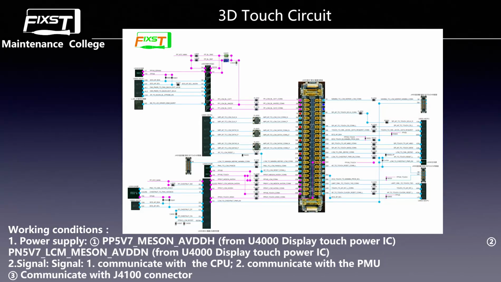Okay, now we go to the 3D touch circuit. For the 3D touch circuit to work normally, he also has 2 working conditions. Alright, one is power, the second is signal. And the 2 powers are all from the U4000 display touch power IC. One is PP 5.7 power, and the second is the PM 5.7 power. This is the power negative 5.7 voltage. Okay, now we're going to see the signal line.